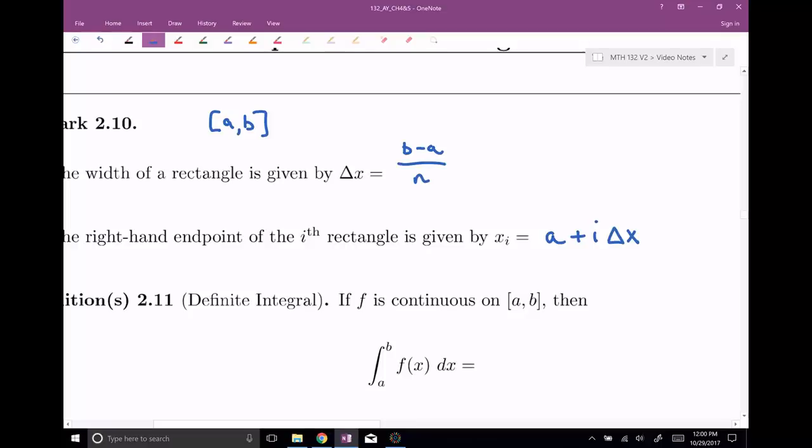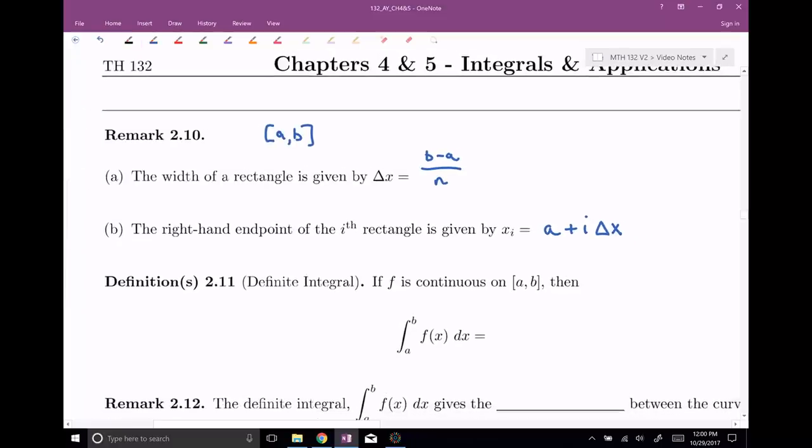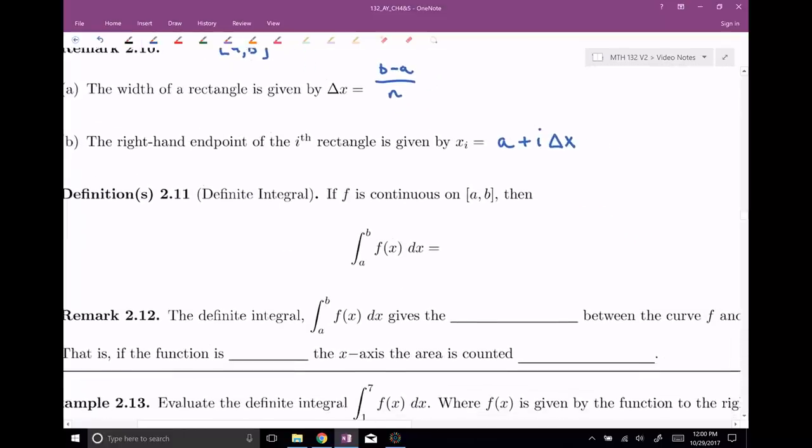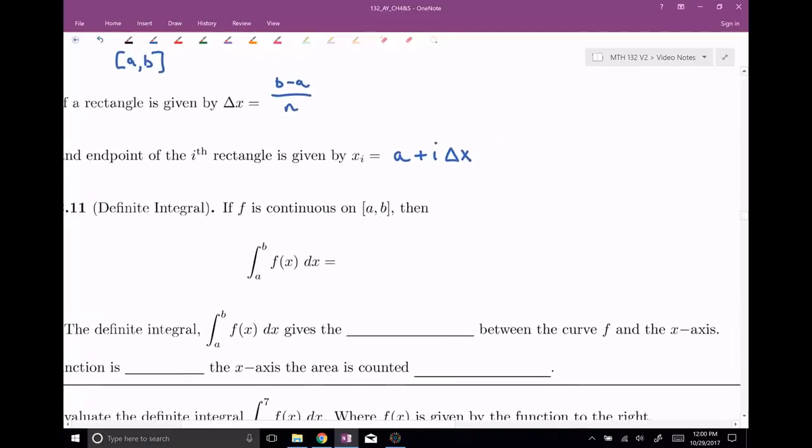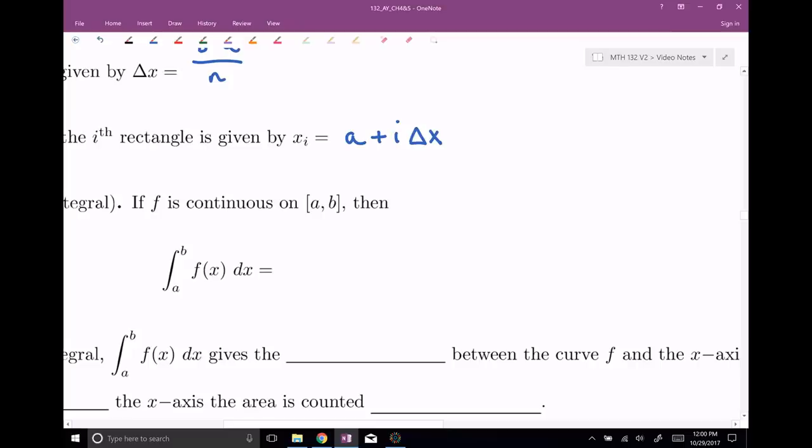Okay, so now finally it is time to define the definite integral. If f is continuous on [a, b], then I would like to add together lots and lots of areas of rectangles. Each one of those rectangles is going to have a height of f of x sub i, right? That's the function's value at the right-hand endpoint. So that's this x sub i right here, the right-hand endpoint of each one of those rectangles. So that's the height times the width. So there's the area of one rectangle.